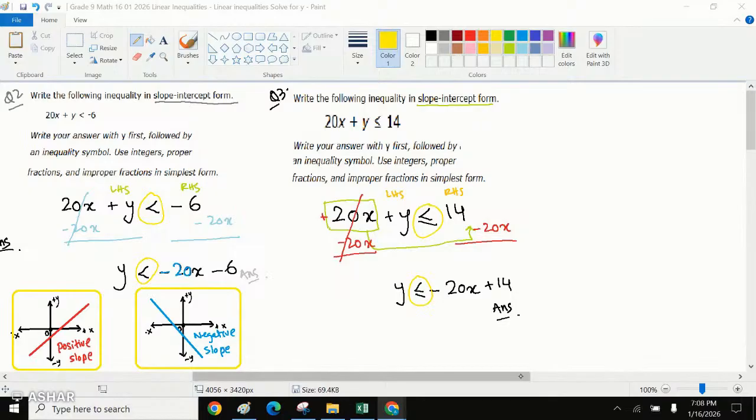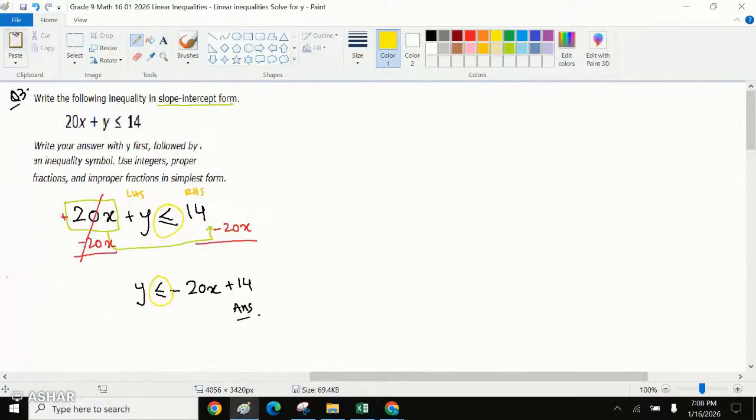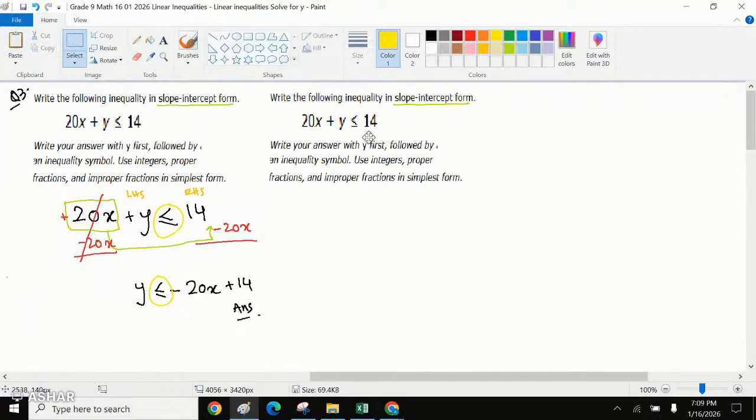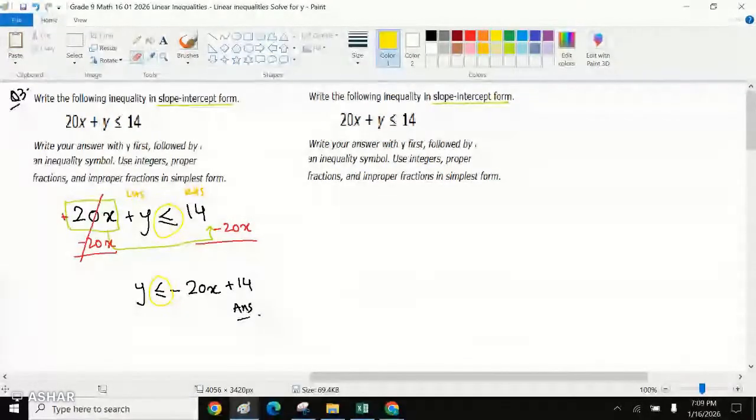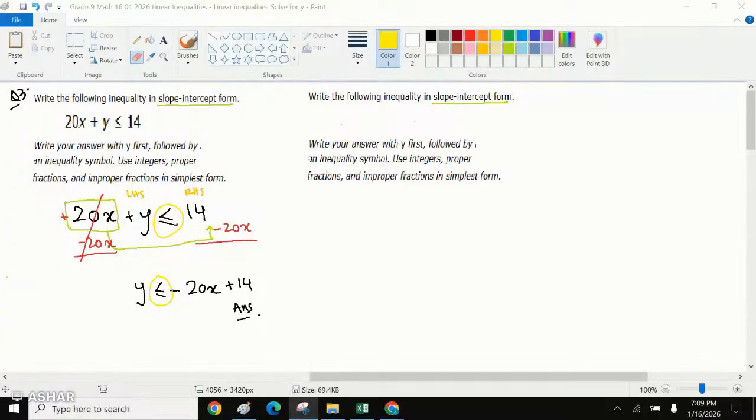Moving on ahead, let's see what they're asking us in question number 4. I'll just simply copy this because the wordings are exactly the same. And I will paste the equation over here. I'll just simply bring down the equation, okay? So the equation given was 15x plus y is greater than or equals to, this is the equation given to us in question number 4.